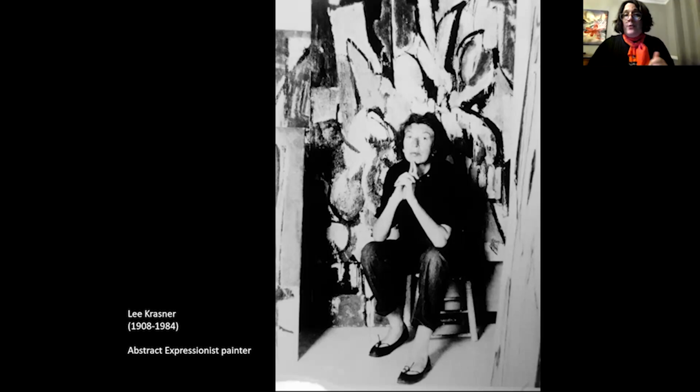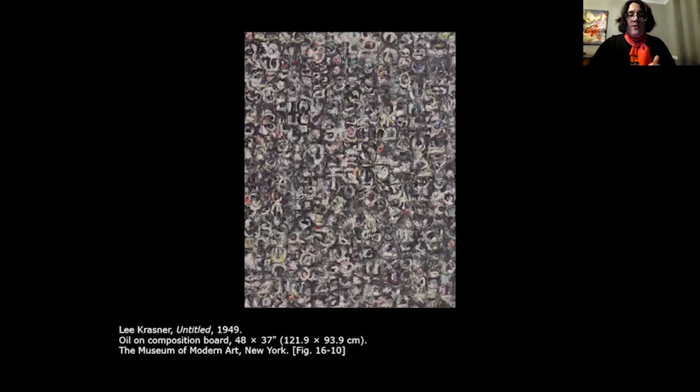The exception being Lee Krasner, who is shown here in front of one of her paintings. She was an abstract expressionist painter. These artists worked in really large scale, and Lee Krasner herself did too.